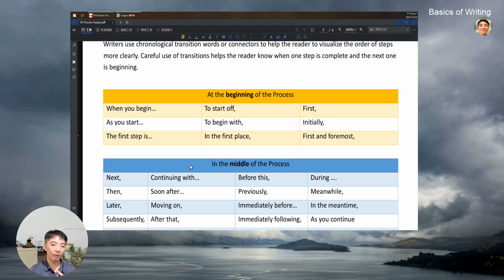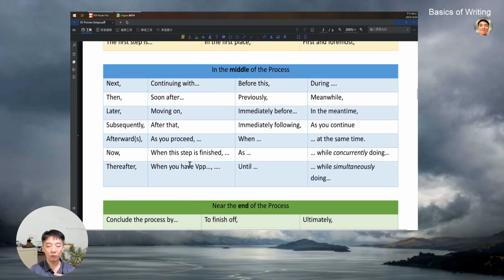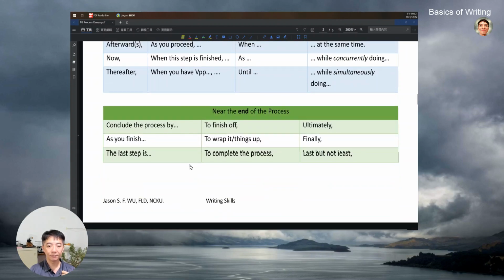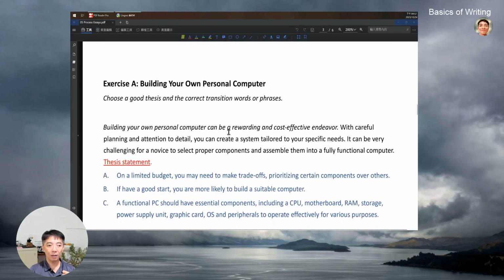So I encourage you to memorize these transitional words, as many as possible, because in the future, when you want to write a process essay, you can use them to connect your ideas, help your readers know your logic, and also improve the coherence of your writing. So you can try to mark the ones you like.